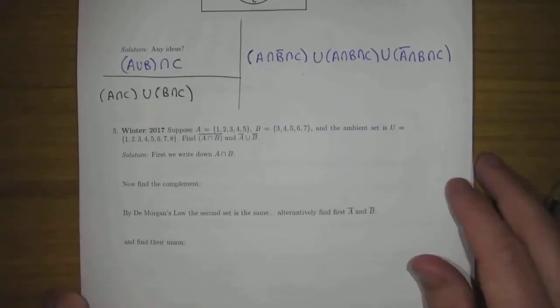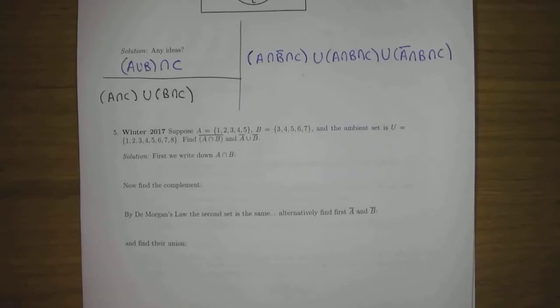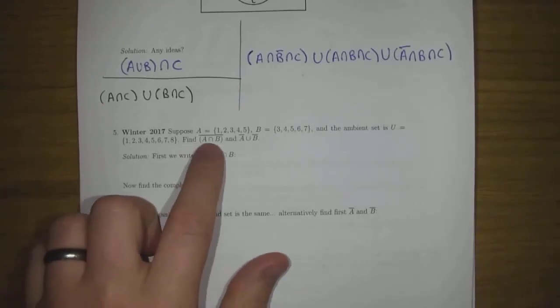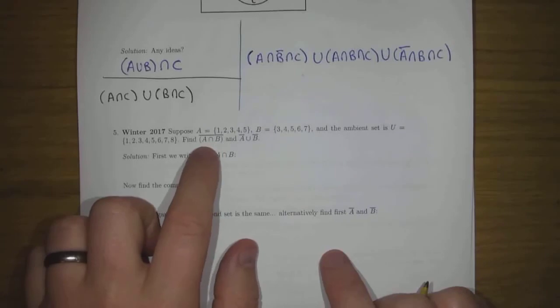Okay, an exam question. Now I'm not so sure about your assessments, but you might have questions like this. Suppose A is the set containing 1, 2, 3, 4, 5, B is the set containing 3, 4, 5, 6, 7, and the ambient set is the set from 1 to 8. So let's find these. Again, we've done questions like this, build it up slowly. First, if we're going to work on the left-hand side here, find A and B.